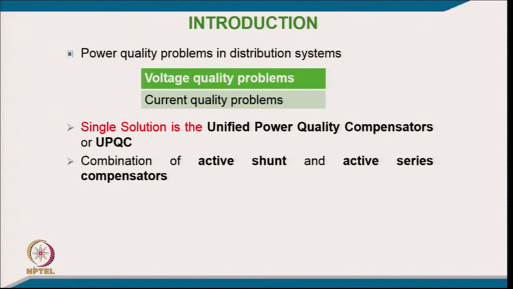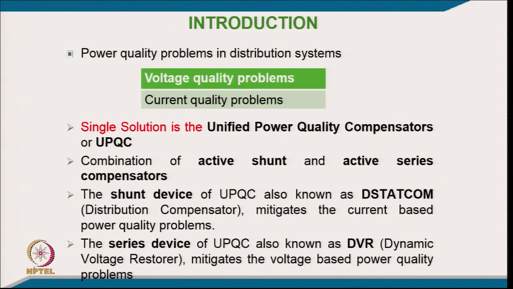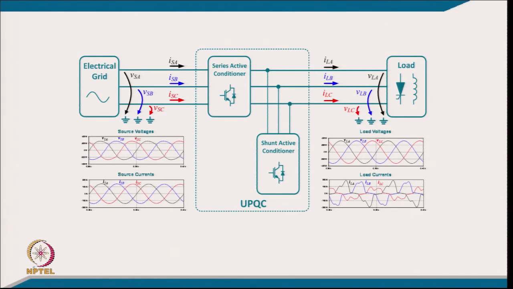It consists of both, because with active shunt compensation you mitigate the current power quality problems, and with series compensation you mitigate the voltage power quality problems. So the shunt device of UPQC, also known as DStatCom, the distribution static compensator, mitigates the current based power quality problems, and the series device of UPQC, also known as DVR, the dynamic voltage restorer, mitigates the voltage based power quality problems. This is a typical block diagram of UPQC.